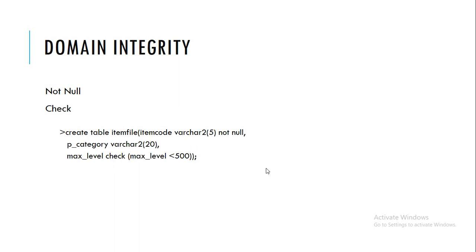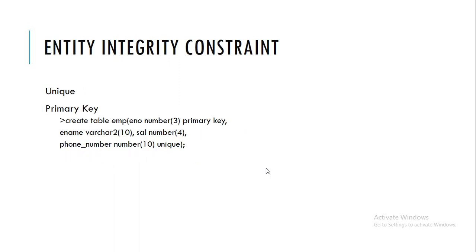Like here I have written create table item file, item code varchar2(5) not null. That means in the item code something has to be written, some value has to be entered. Then product category varchar2(20); this one is not having any constraint. Similarly, another one, max level check. I have written over here that check it should not be more than 500. So this is another one, domain integrity.